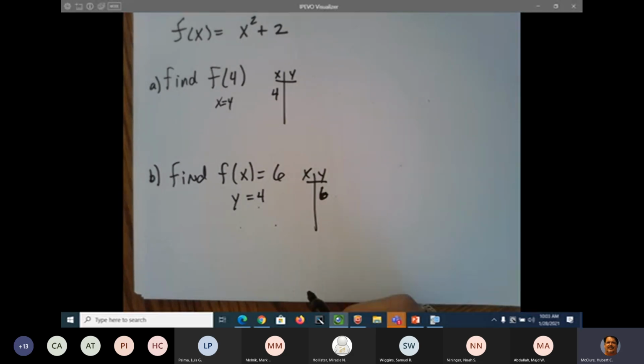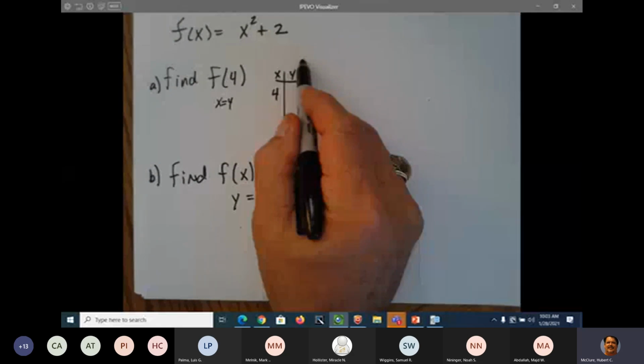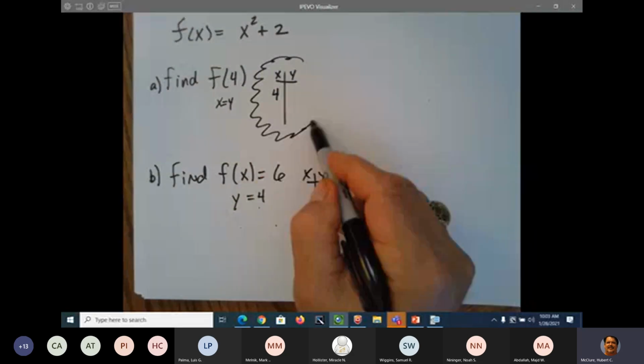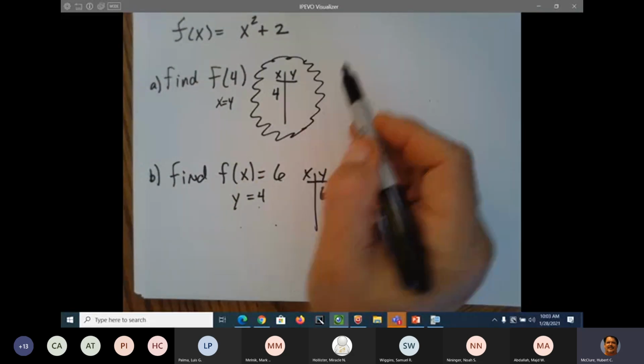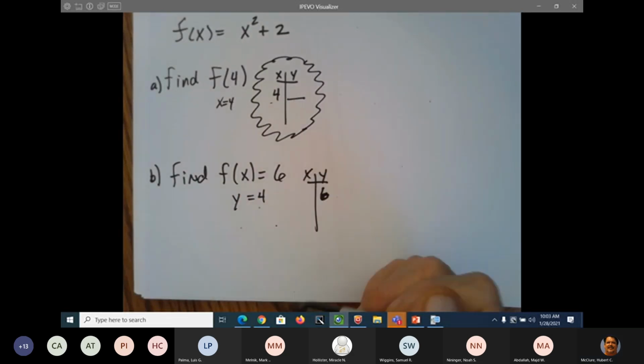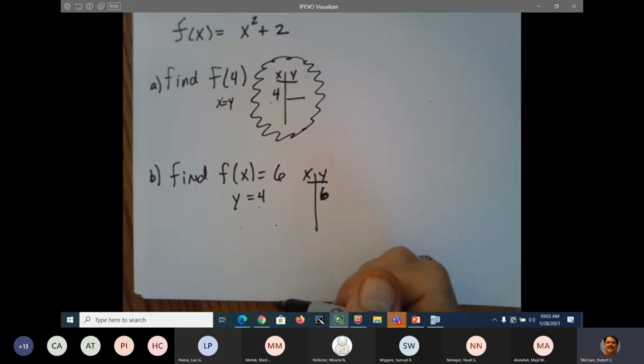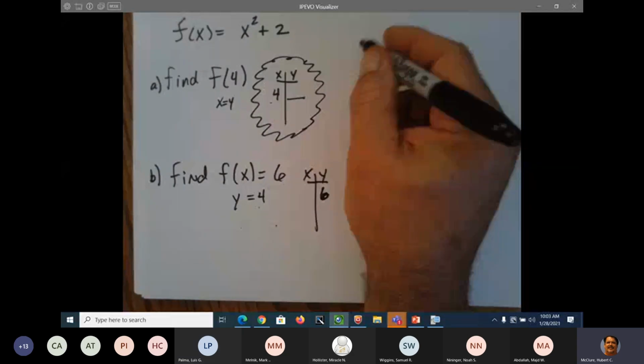Now, how did you solve this in grammar school or previous grades? What did you do to solve this right here? That means I want y'all to interact with me. Plug in 4 for the x. There you go. Plug in 4. Plug and chug.